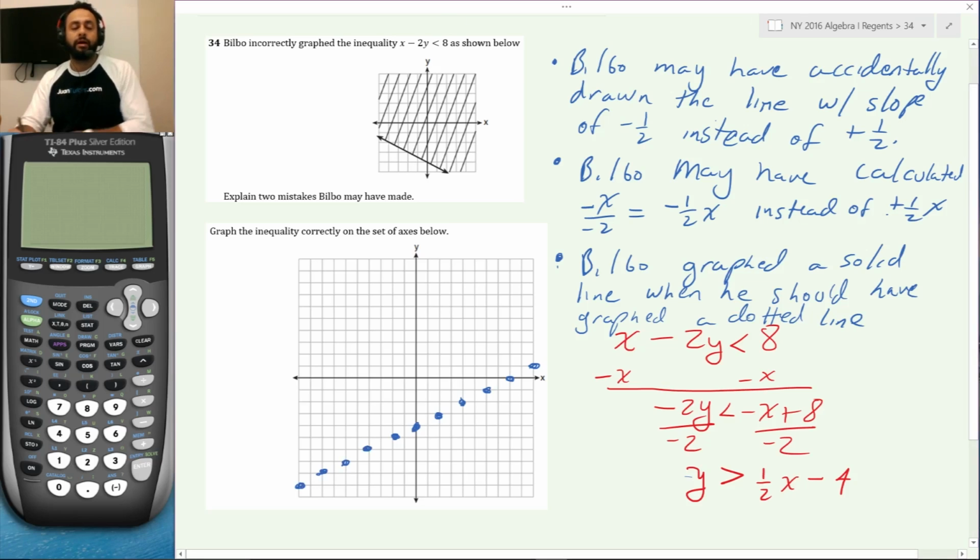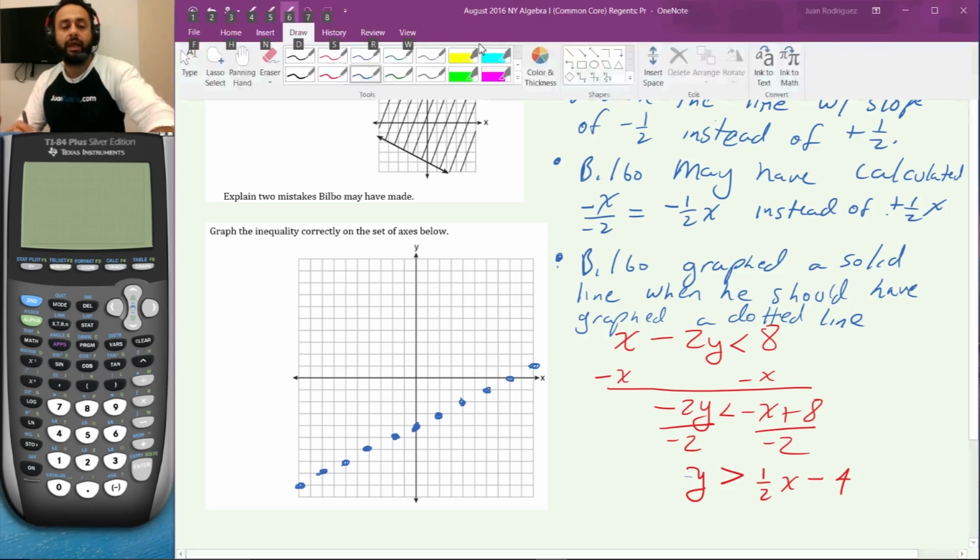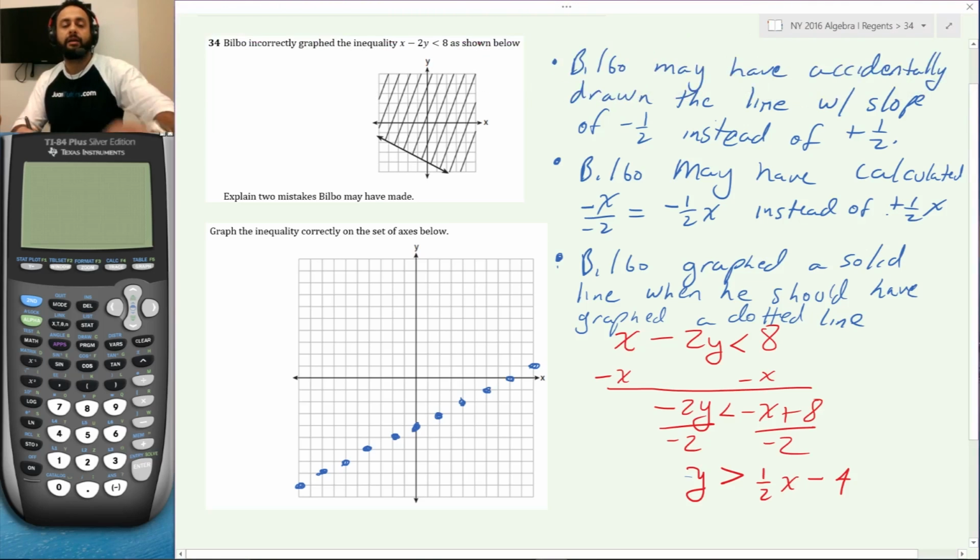Okay, so now I'm going to connect these dots with a dotted line. This graphing system does not have dotted lines on OneNote, so I'm going to do it by hand. Yes, you are required to use a straight edge though, so use a straight edge. These are dotted lines. Okay, good.